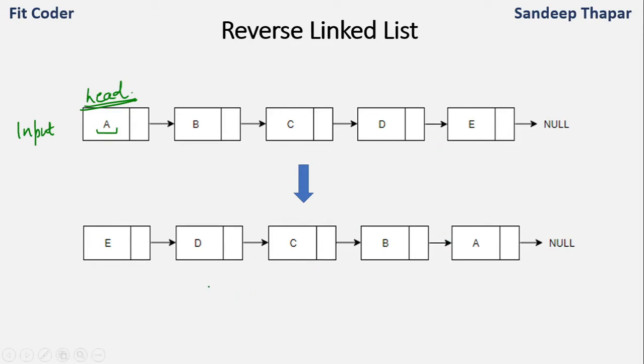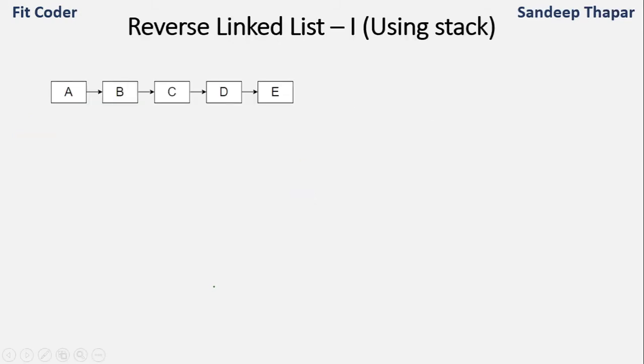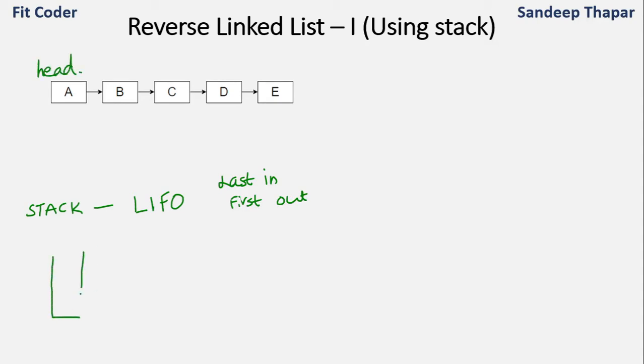Now there are various methods to solve this. Here I will explain how we can solve this using three methods. Let's have a look at the first method. In the first method, we will use a stack to reverse the linked list. A stack is basically a LIFO data structure, which is last in, first out. If we traverse this linked list starting from the head and keep pushing all the nodes in the stack, first we'll push A, then B, then C, then D, and then E.